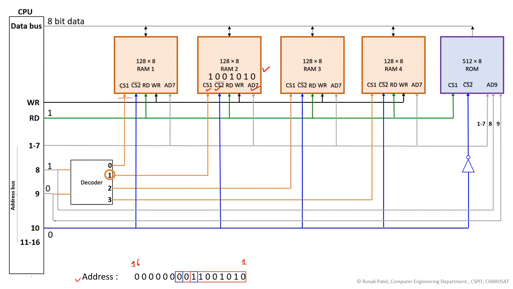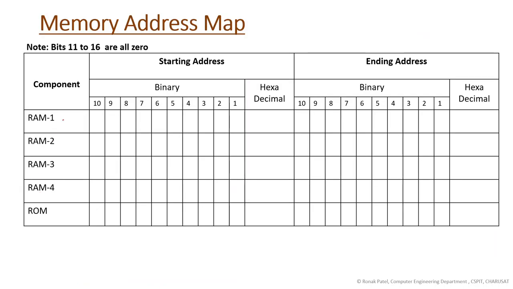Okay, now let's see the starting address and ending address of each chip, using this 16-bit address bus. So let's see the memory address map. Right now for this configuration, 11 to 16 are not used, so all are 0. This 16 bits, if you are going to convert into hexa, will be 4, 4, 4 and 4 bits. 4 multiplied by 4 is 16. Each 4 bits you can represent as a hexa number.